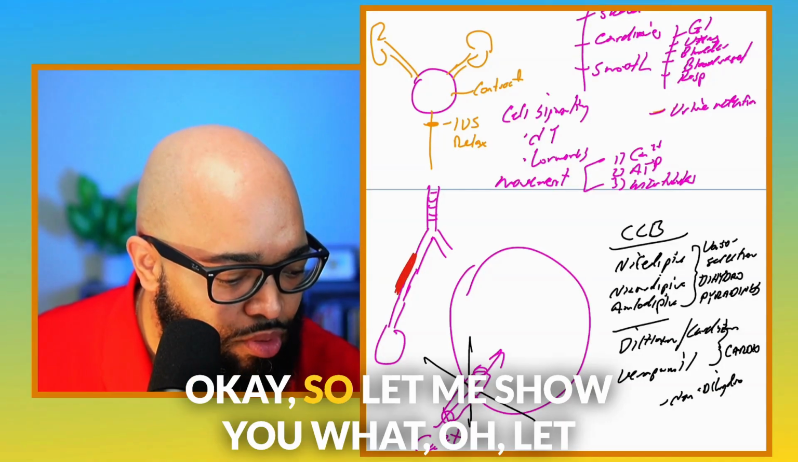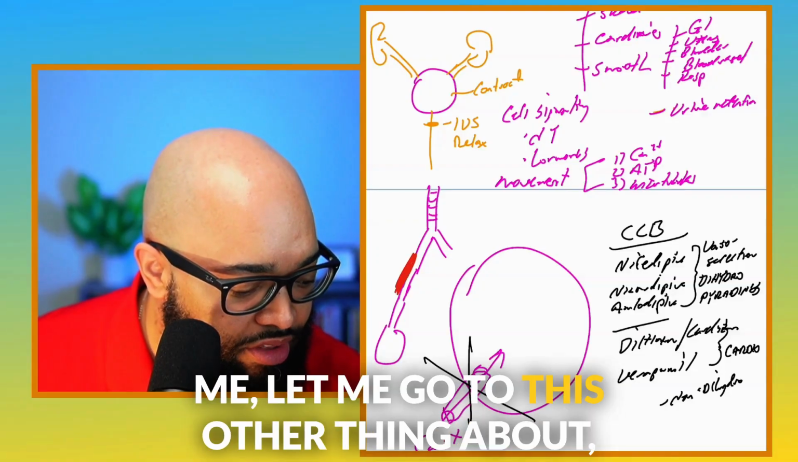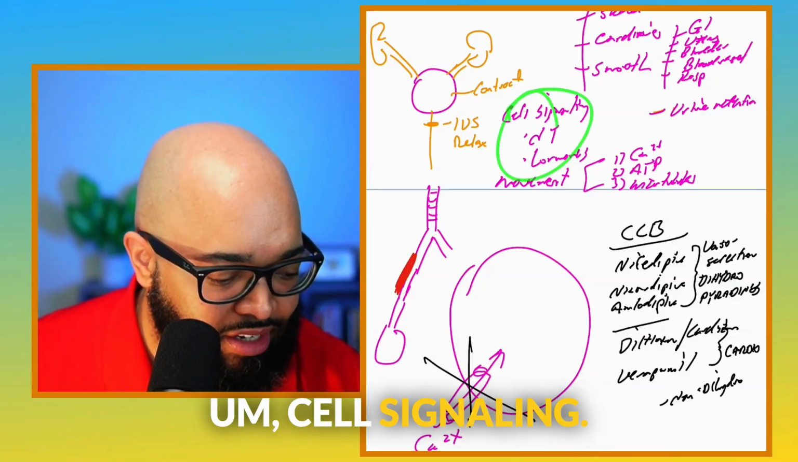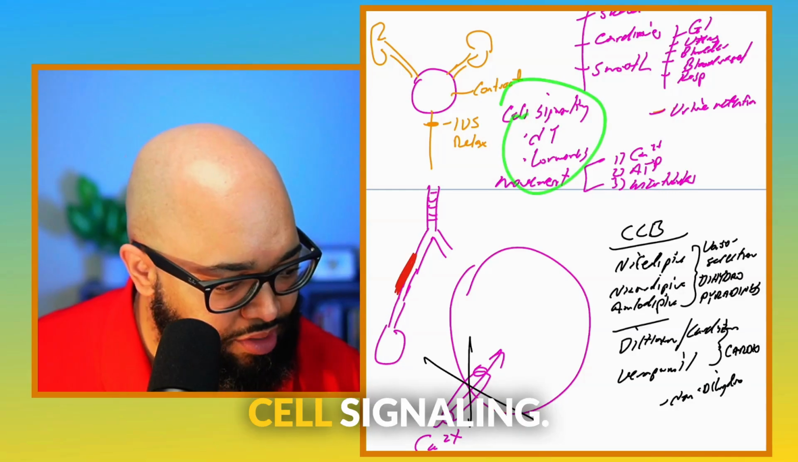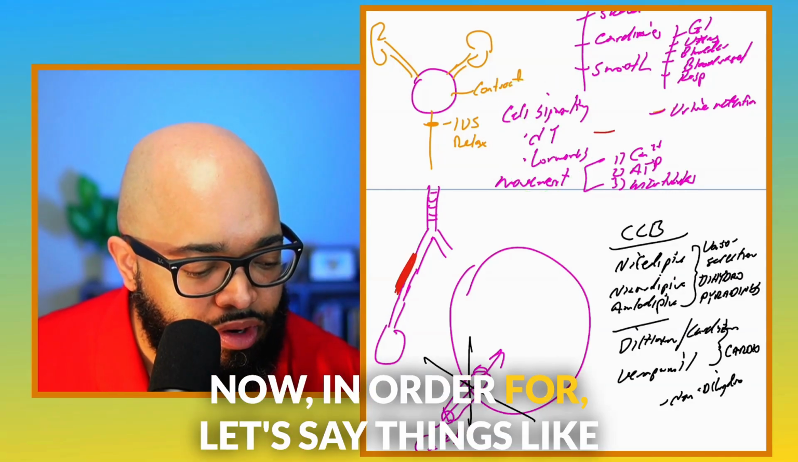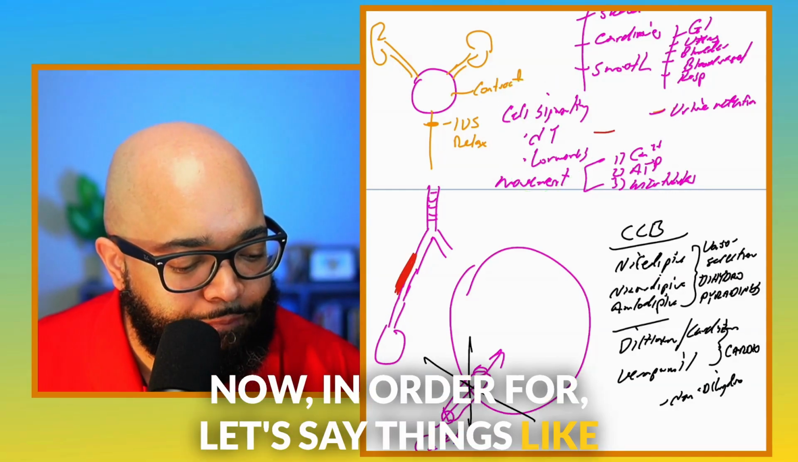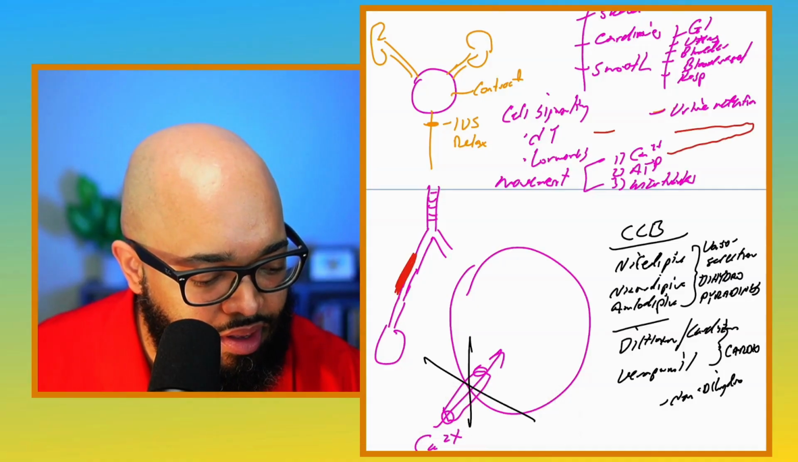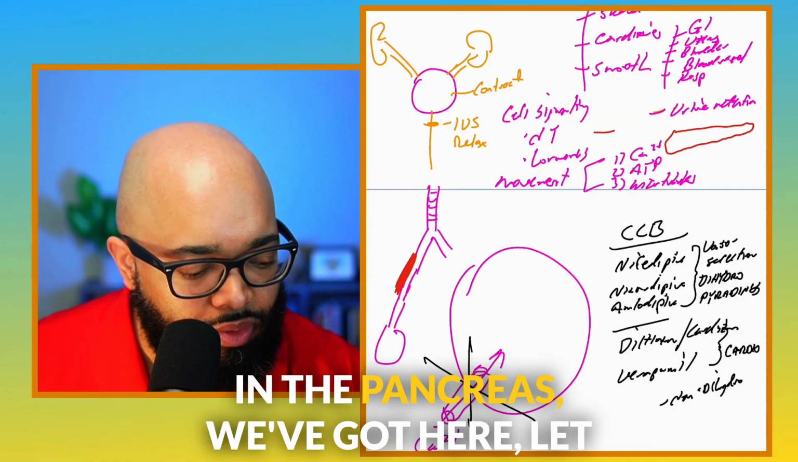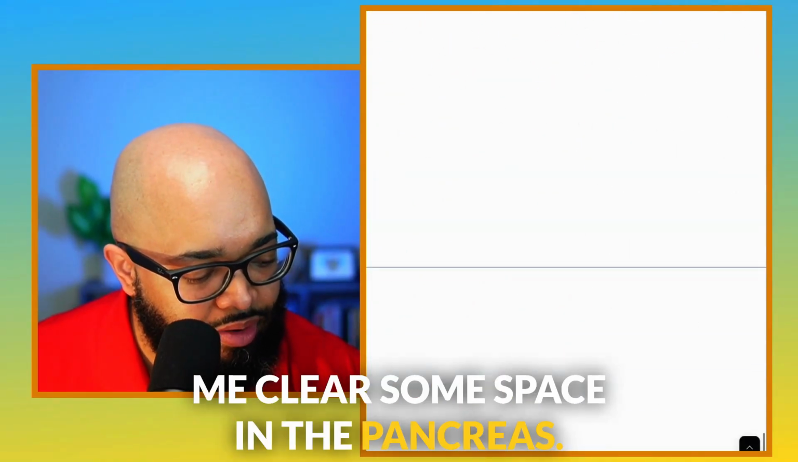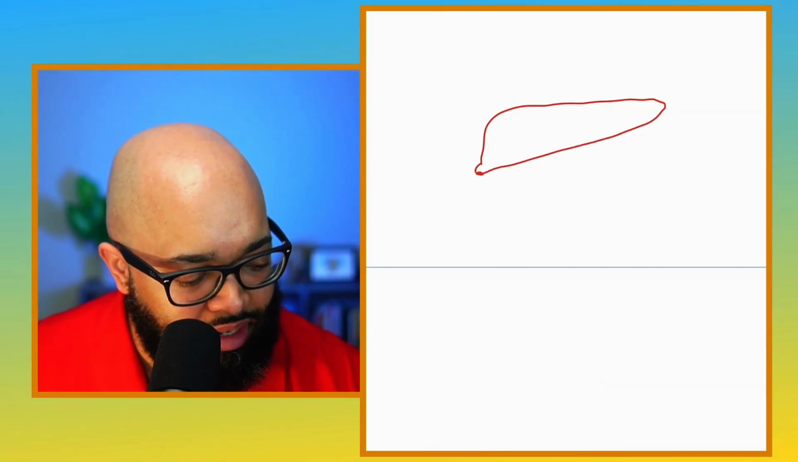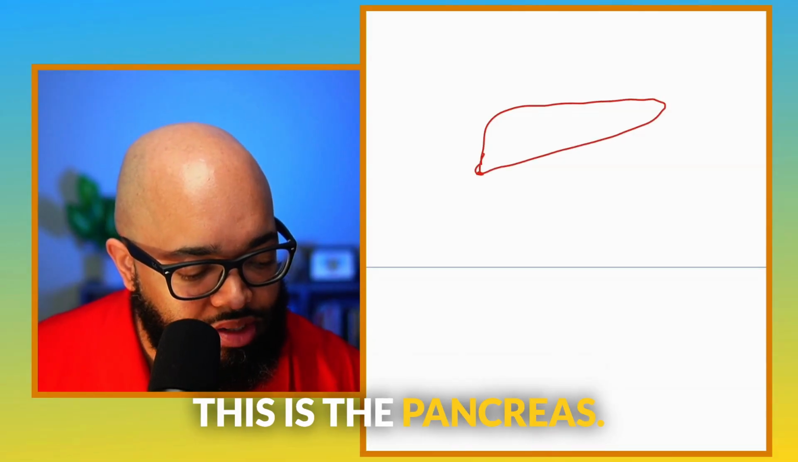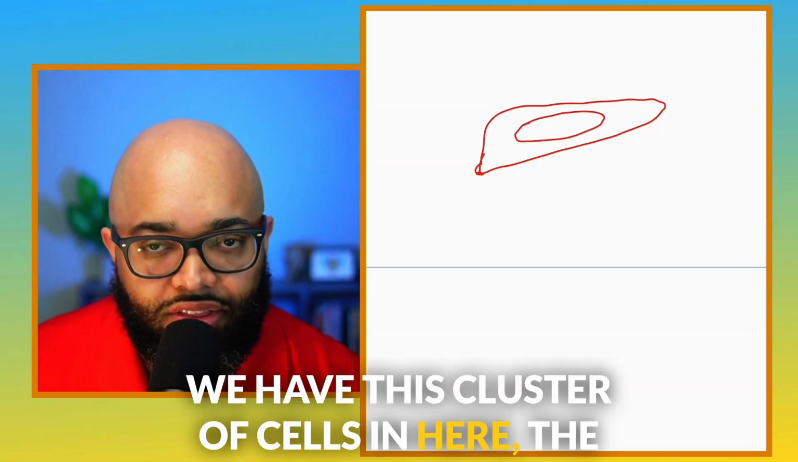Okay. So let me show you what. Oh, let me go to this other thing about cell signaling. Did that show up? Yeah, cell signaling. Now, in order for, let's say, things like in the pancreas, let me clear some space. In the pancreas, we're almost done. Don't confuse this with the liver. This is the pancreas. We have this cluster of cells in here, the pancreatic islets.